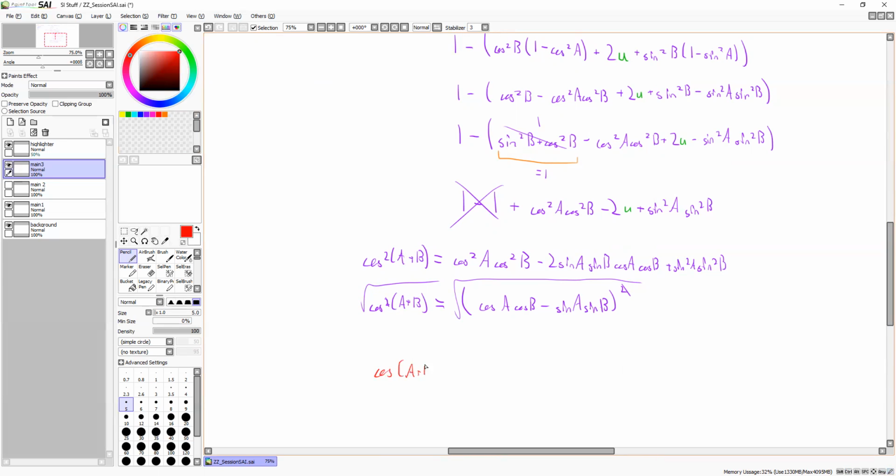The cosine of A plus B is equal to cosine of A, cosine of B, minus the sine of A times the sine of B. There we have it.